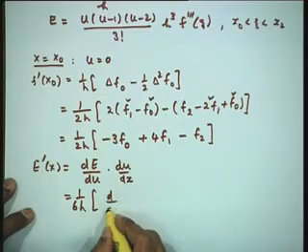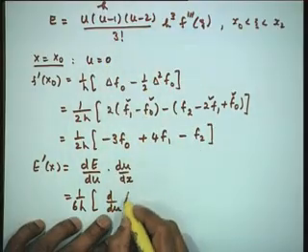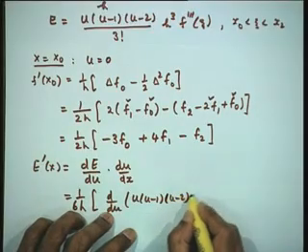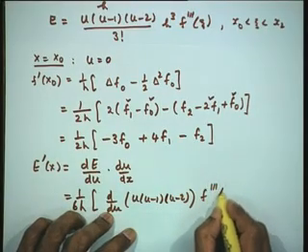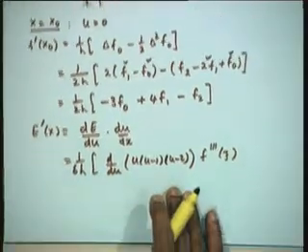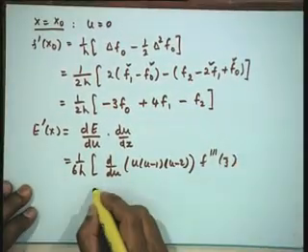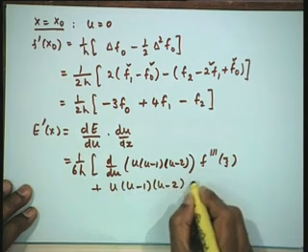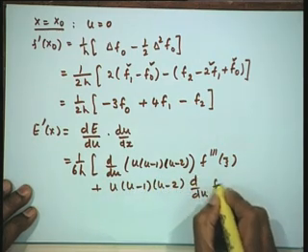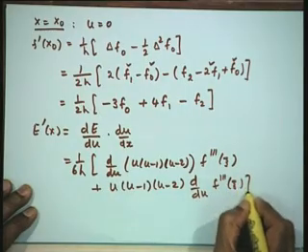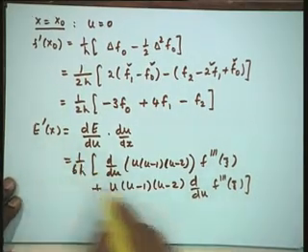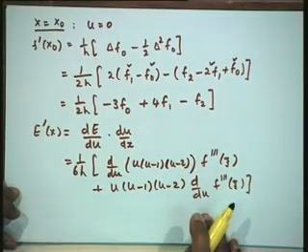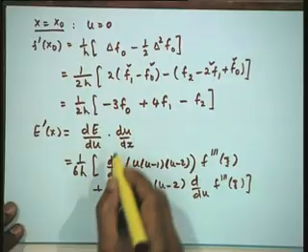Then I will have here d upon du of the derivative of u into u minus 1 into u minus 2 into f triple dash xi, plus u into u minus 1 into u minus 2 into d upon du of f triple dash of xi. Now, this is the general expression for all the cases, for all the derivatives. Now, let us get what is the value at x naught.